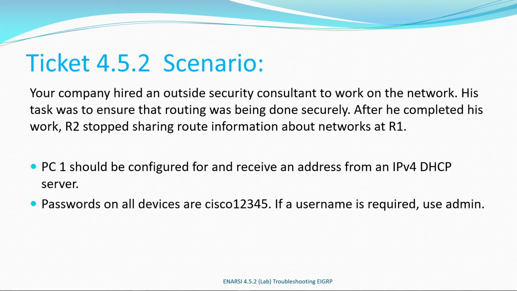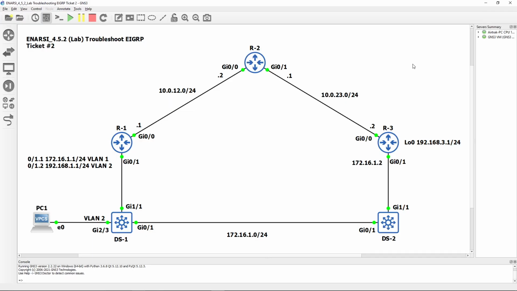So the scenario is an outside company has come in to do some security work, and what that work was to secure the routing between the devices. The problem is they left without confirming everything was working, because router 2 stopped sharing routing updates about networks to router 1. So this is a problem. So what we have is our 452 lab, ticket number 2. So we have an issue with updates not coming between these 2 devices.